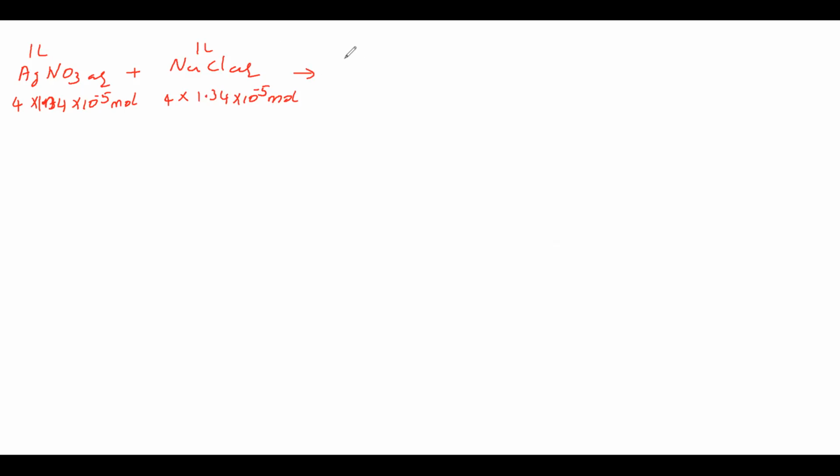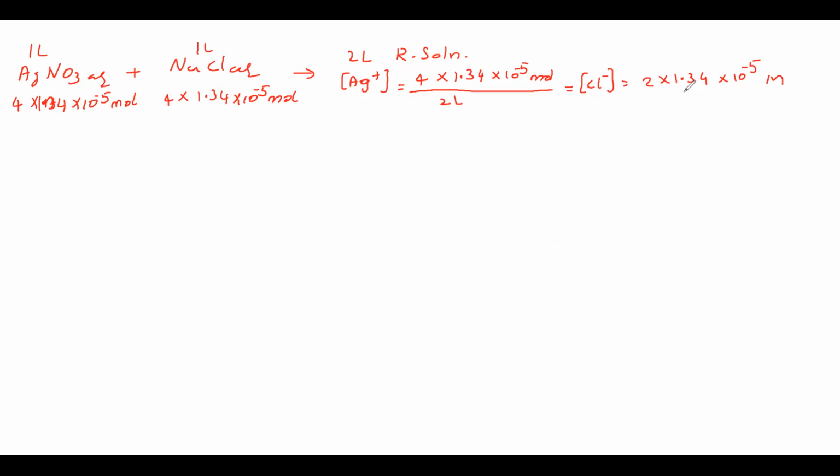We will get a resultant solution. The resultant solution is 2 liters. In this resultant solution, Ag plus ions are present. The concentration is the number of moles in the numerator and the volume of solution in the denominator. This is the same as the concentration of Cl minus, which is 2 into 1.34 into 10 to the power of minus 5 molar. So we got the concentration of Ag plus as well as the concentration of Cl minus.